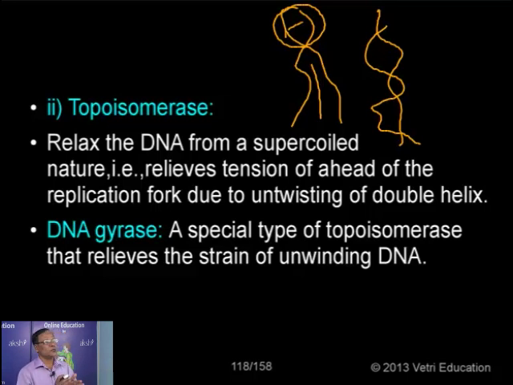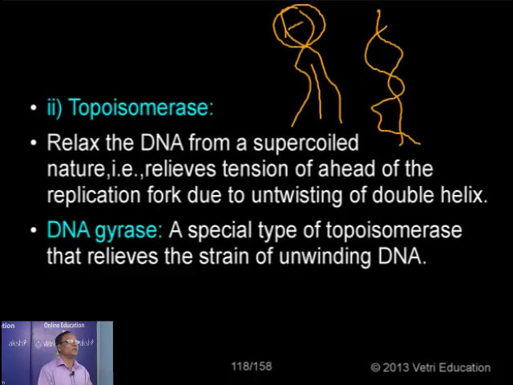Still the two strands are attached with one another, and that supercoiling has to be removed because of the unwinding of the two strands of DNA. This is brought about by one enzyme, topoisomerase. This enzyme is responsible for relaxing the DNA from a supercoiled structure. Now this is the helical structure ahead of the replication fork, and it should be unwound, separated or untwisted. This is because of the topoisomerase.